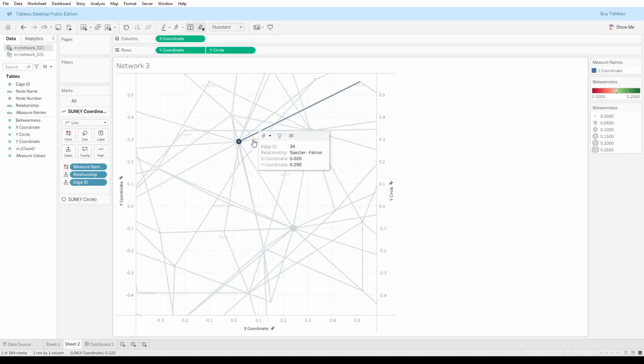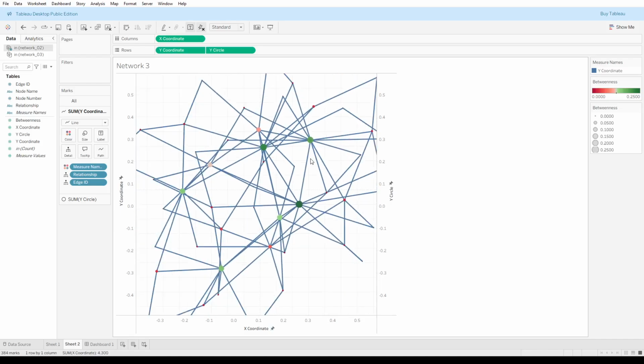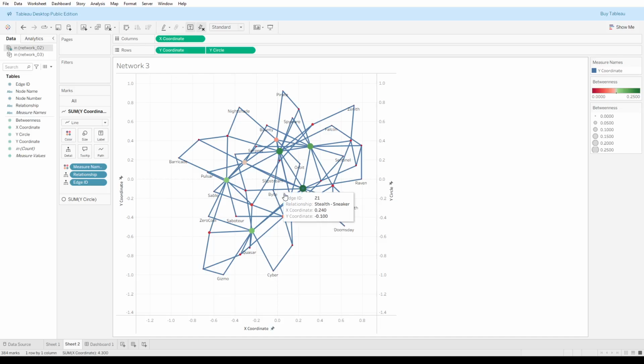Performance: losing a node like Falcon will disrupt connectivity, but nodes like Saboteur and Wrath might retain some links, indicating moderate robustness. The comparison is that both networks have the same number of employees, that is nodes, but network 2 appears more fragile due to a tighter central cluster around the high betweenness nodes.